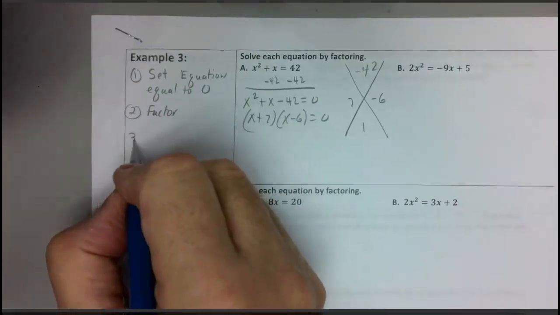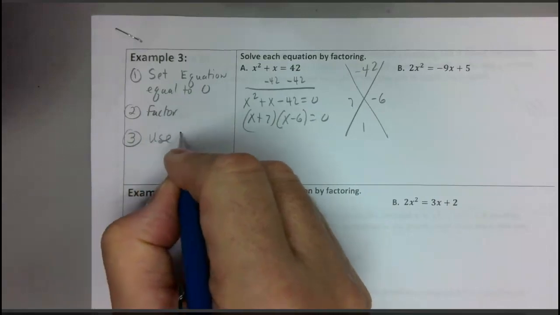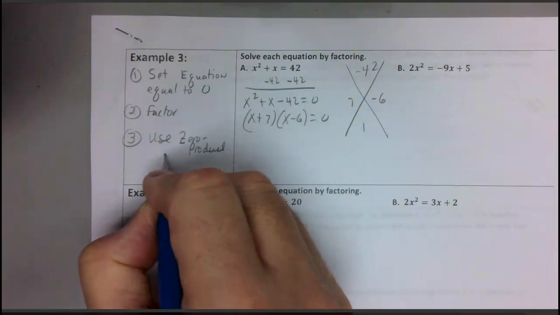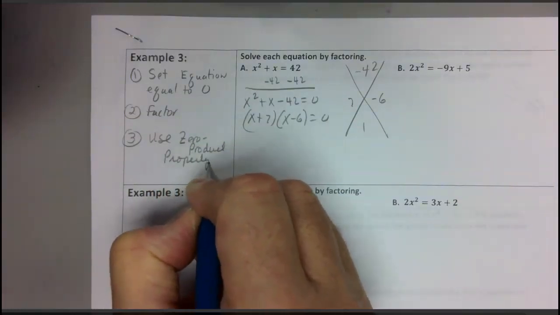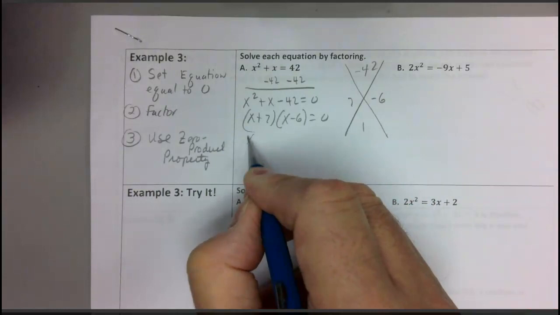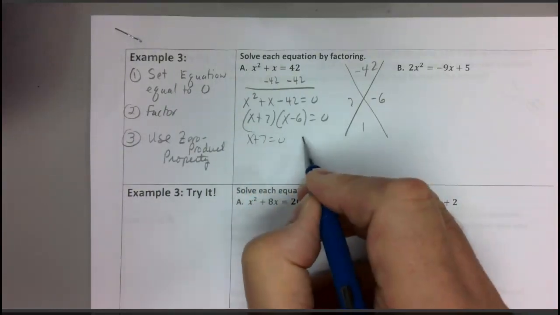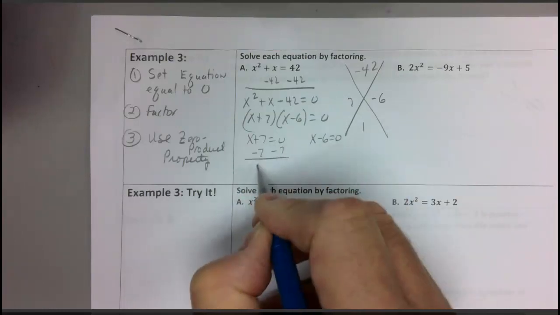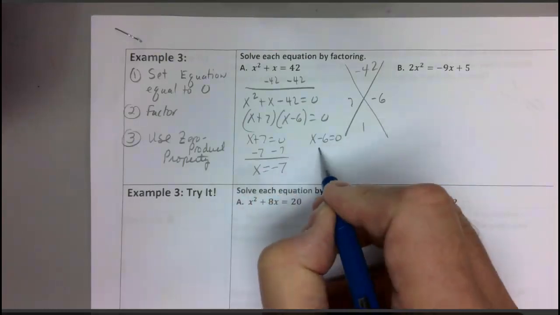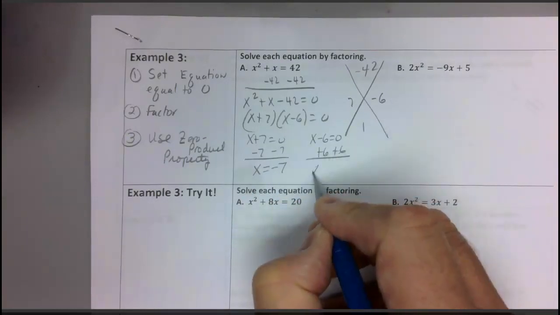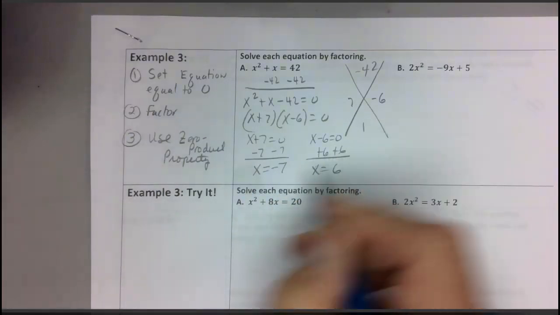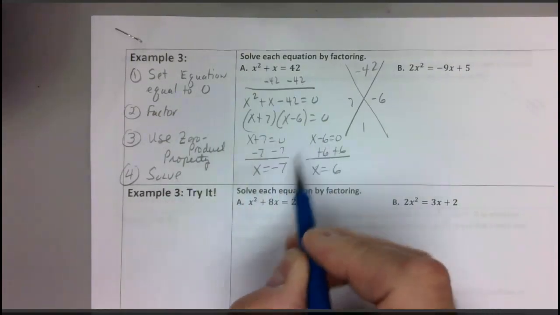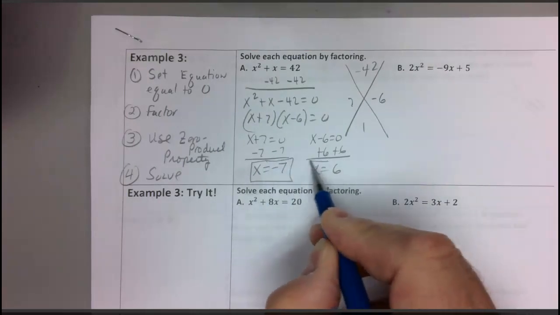Then use the zero product property. So what I do is I take each one of those factors, I take that x plus 7 and x minus 6 and set equal to 0. Subtract 7, so x equals -7. Add 6, so I get x equals 6. So I solved it. That was the last thing I did, which I did right here. I solved those two. So there are my zeros.